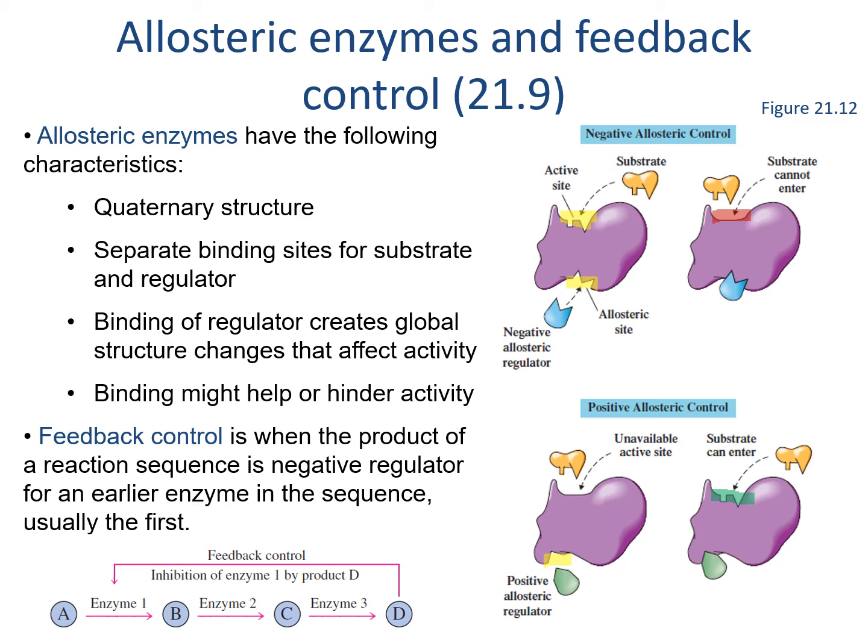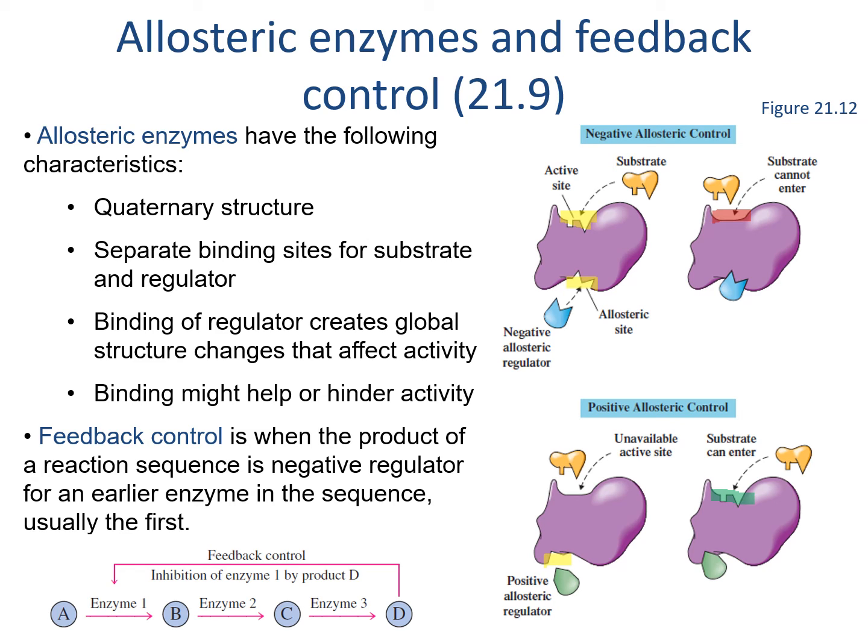Feedback control is a specific mechanism where we use a product of a reaction to slow down an earlier enzyme. This can be really helpful in a metabolic sequence. So for example, if we're taking glucose and eventually making ATP, we might not want to use up all our glucose if we have a lot of ATP.